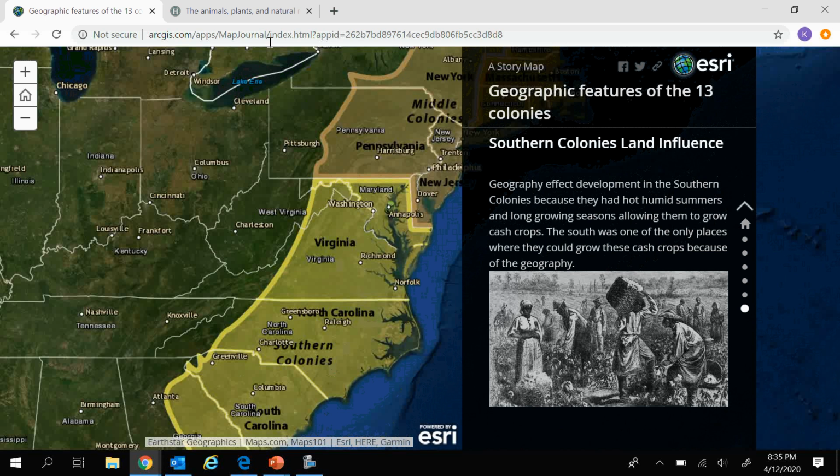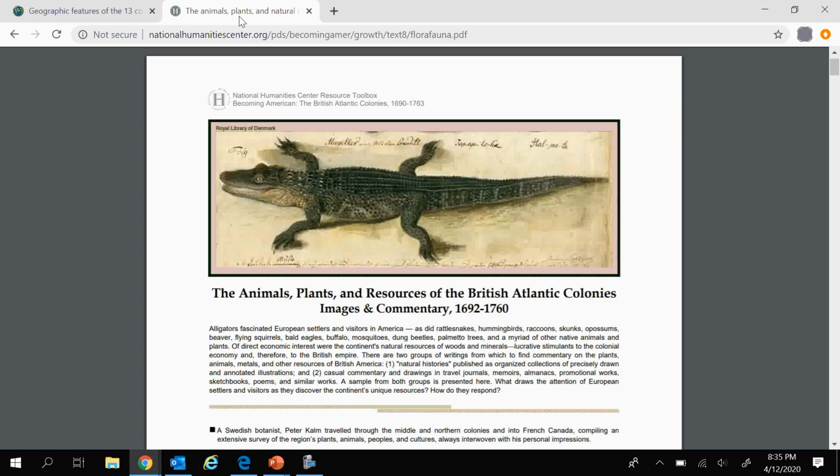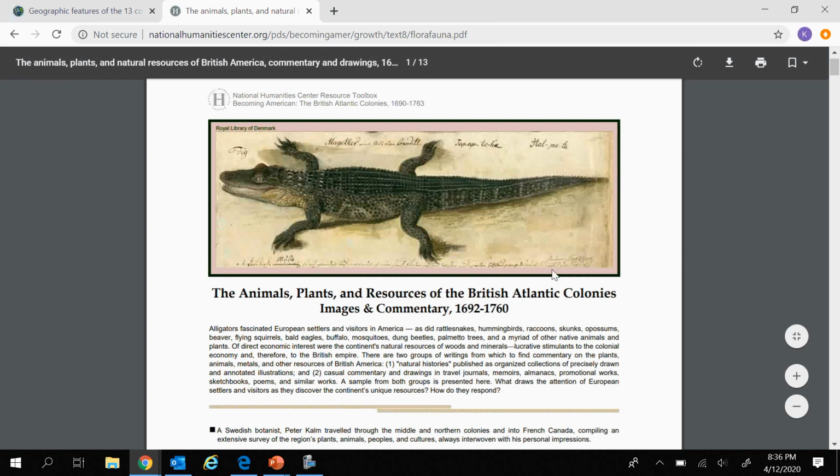I'm going to jump you over to a different website right here, and we are going to look at some early pictures of the animal life that was found in the areas of the 13 colonies, and these are drawings done by different scientists who were there at that time. So the first one you're going to see here is an alligator.